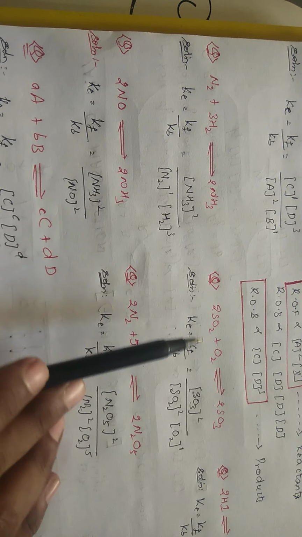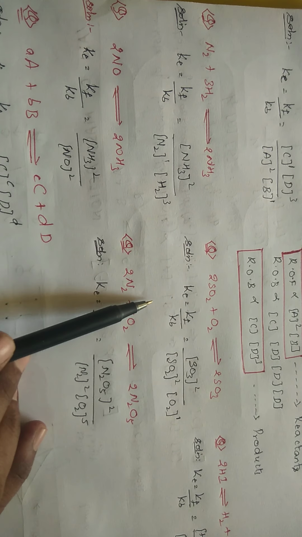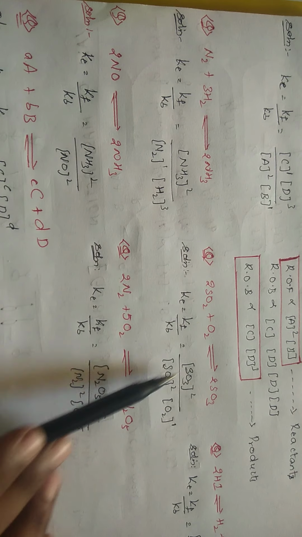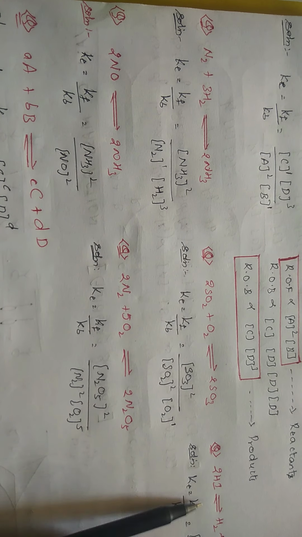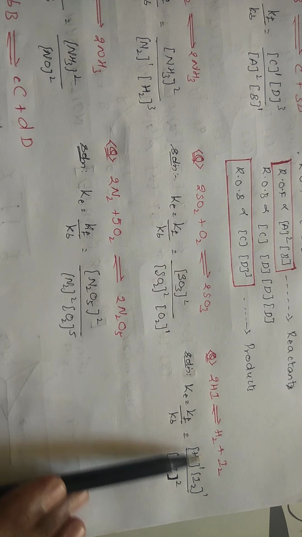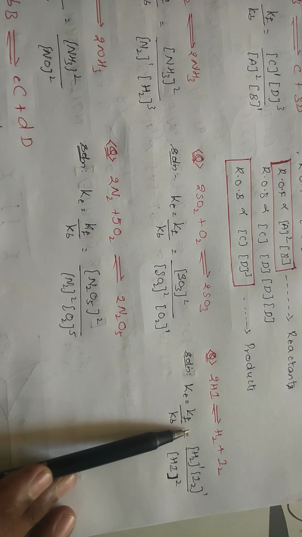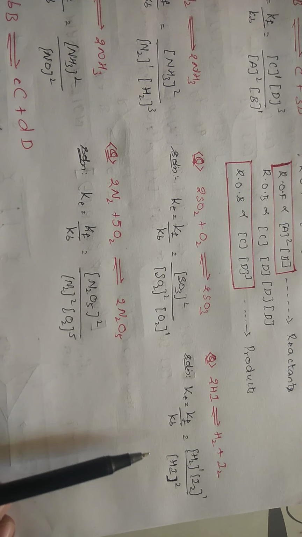Okay. And if you go for this one, 2SO2 plus O2 gives rise to 2SO3. Solve this one, students. See, the product is SO3 whole square by SO2 square into O2 whole power 1, because the stoichiometric coefficient is 1. If you take this reaction, 2HI gives H2 plus I2. See, students, pause the video and you do that. After that, you check the answers. Kf by Kb will be equal to H2 whole power 1, I2 whole power 1 by HI whole square.